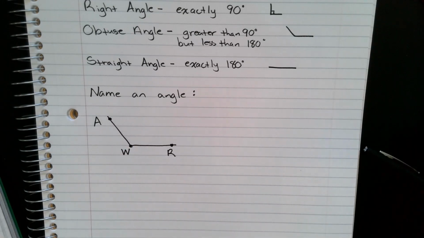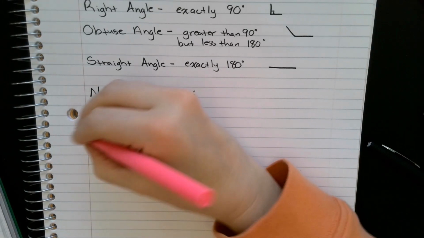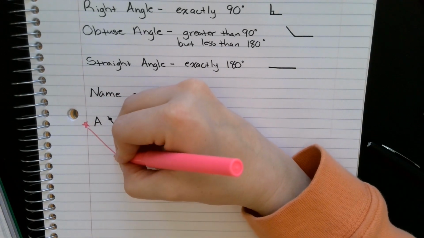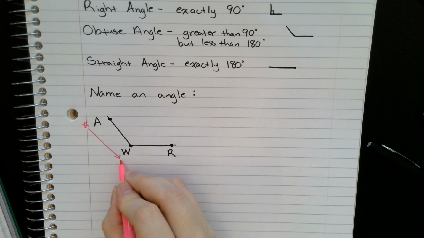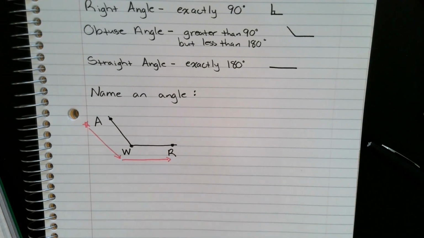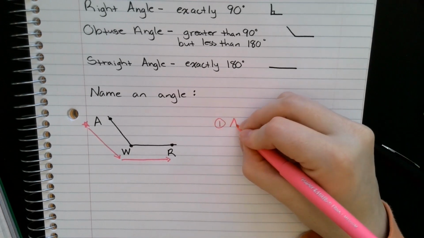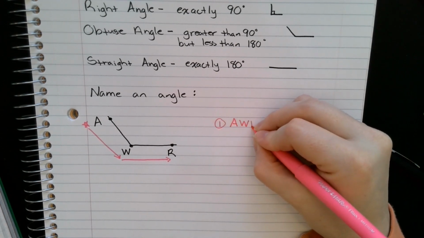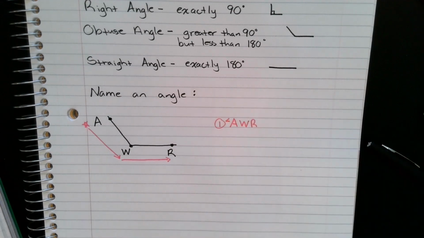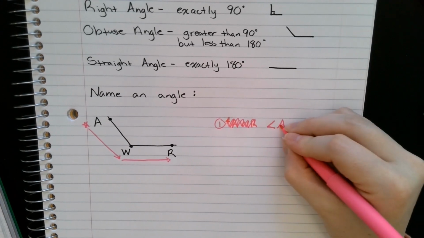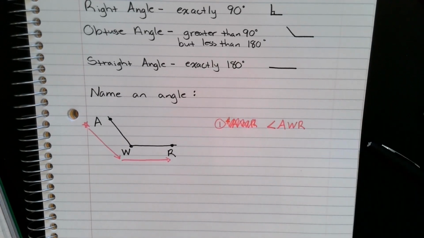starting at one endpoint. So maybe I start here at A, travel to my vertex, and then end at the R, the other endpoint. So that's one name that we could provide for it. Angle A, W, R. And we give a little angle symbol to represent that it's an angle. Let me rewrite that so that you can see it better. So we have a little tiny angle symbol, and it's AWR. That's one way to name it. So if I say AWR, this is the angle that I'm referencing.